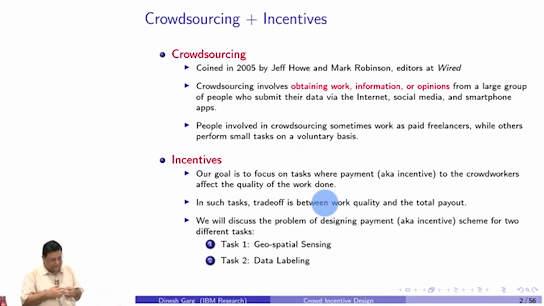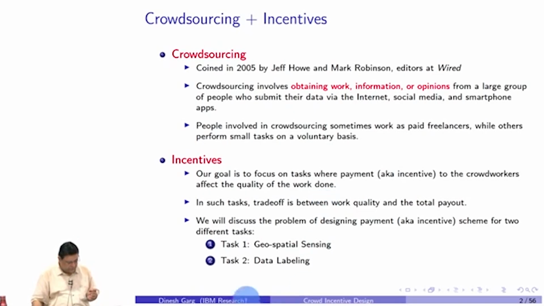So then what happens is in such tasks, there is a trade-off. What is the trade-off? The trade-off between the work quality and the total payout. How much you pay to the people, because that only will ignite their interest in the task, right? Because you can't go and monitor each and every individual, how the work is happening. So in this particular line of work, we will look into two applications. Task one is geospatial sensing and task two is data labeling.